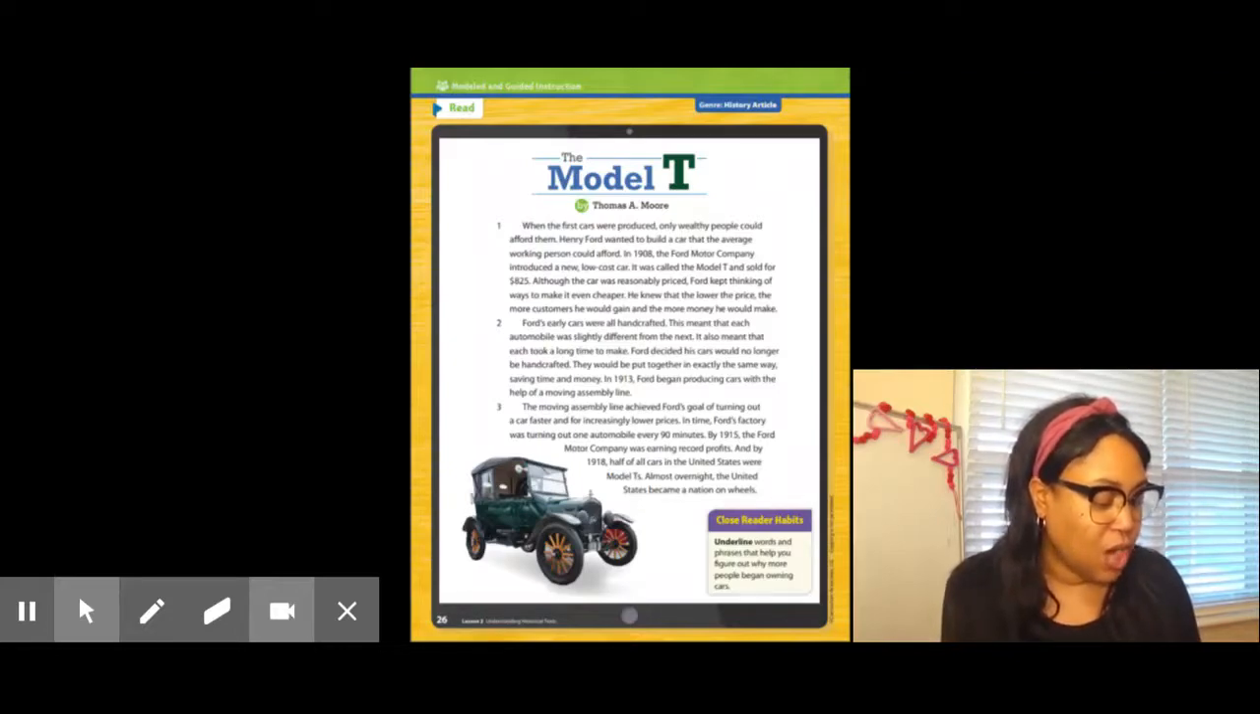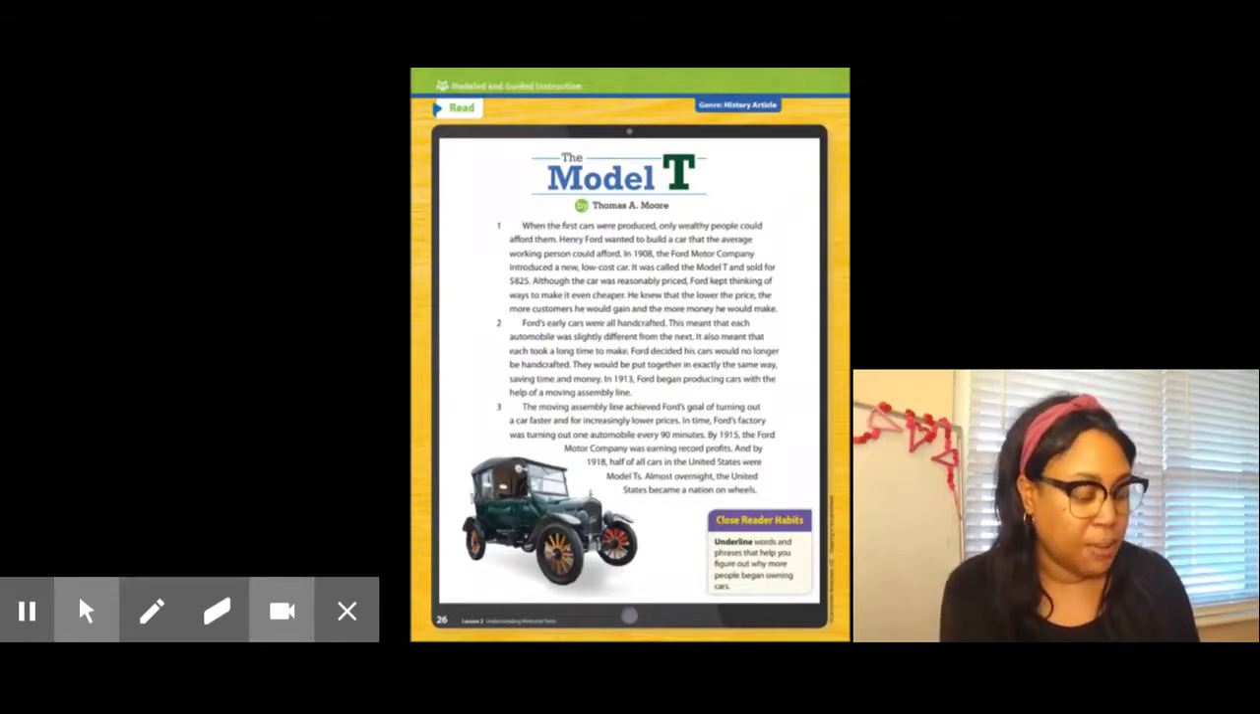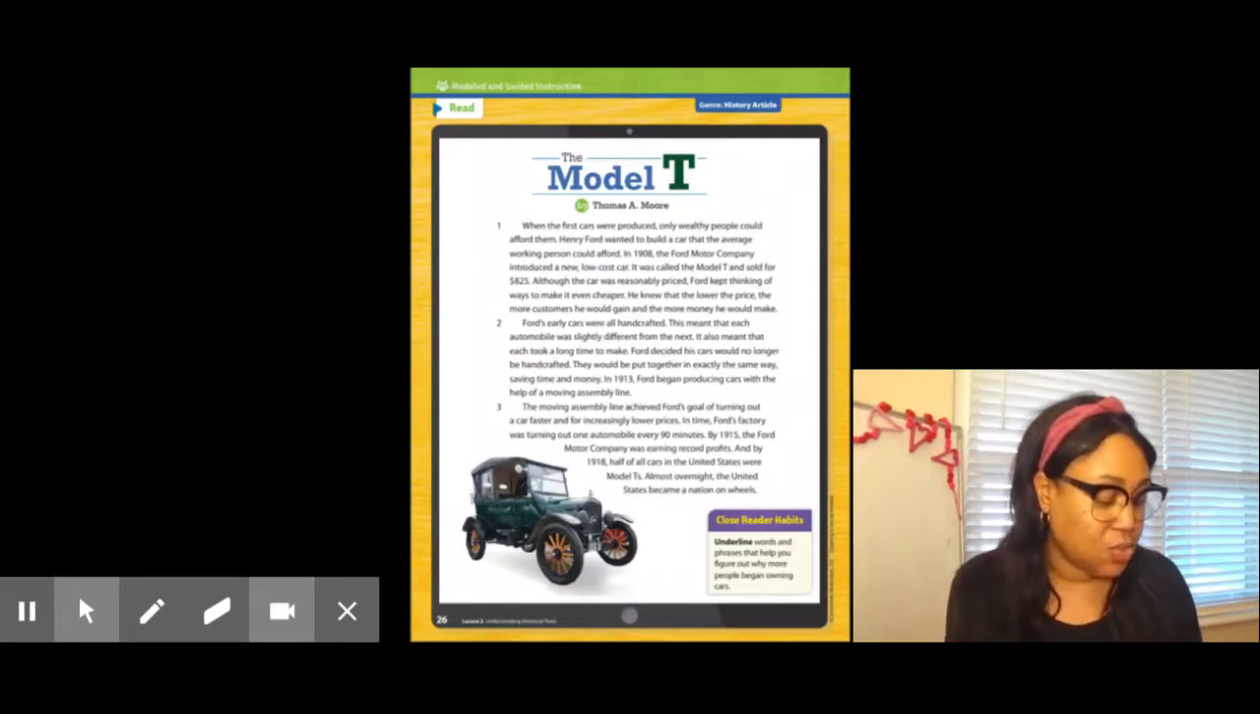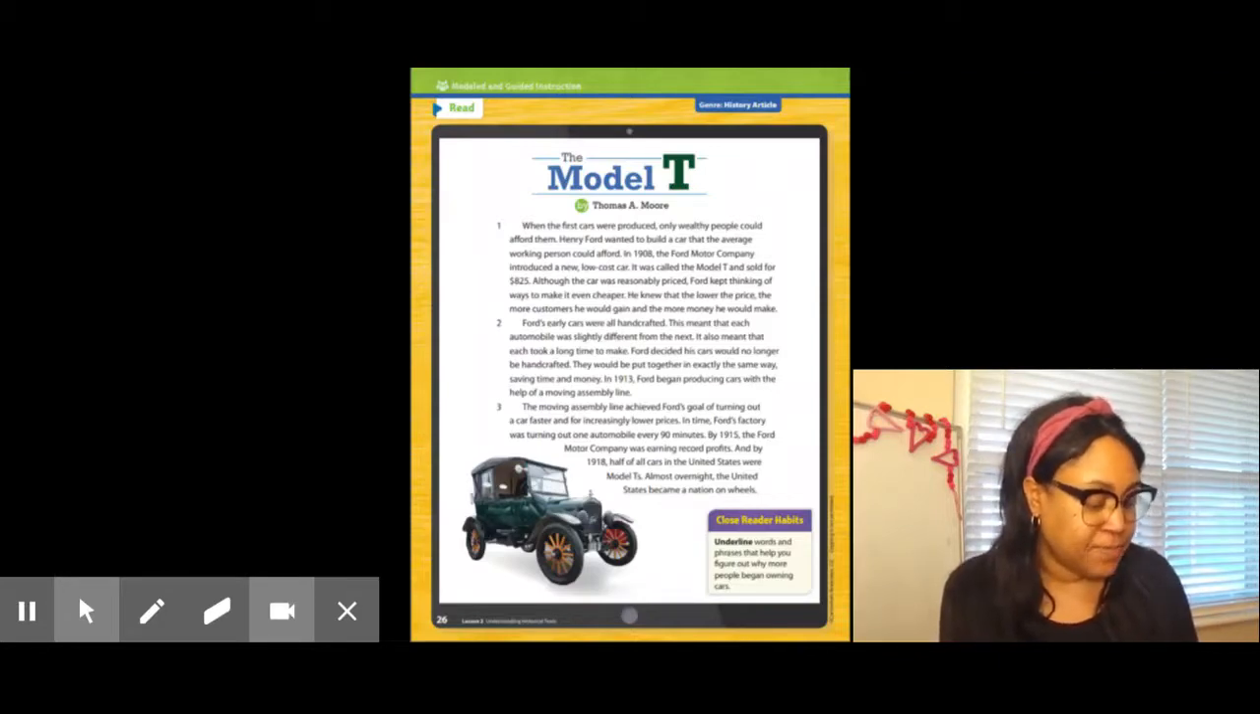Ford's early cars were all handcrafted. This meant that each automobile was slightly different from the next. It also meant that each took a long time to make. Ford decided his cars would no longer be handcrafted. They would be put together in exactly the same way, saving time and money. In 1913, Ford began producing cars with the help of a moving assembly line. The moving assembly line achieved Ford's goal of turning out a car faster and for increasingly lower prices.